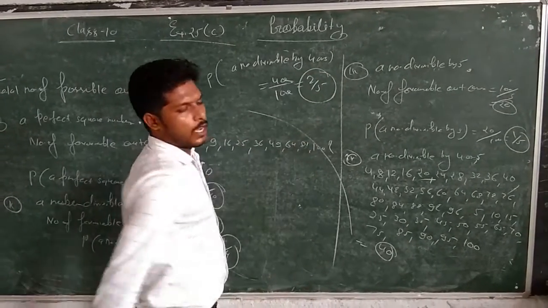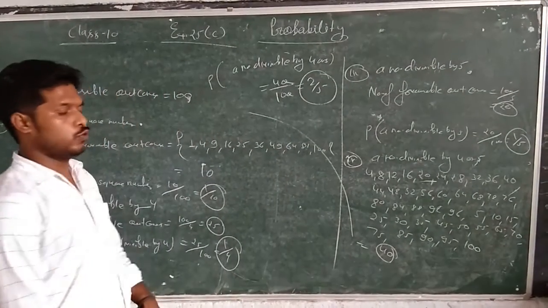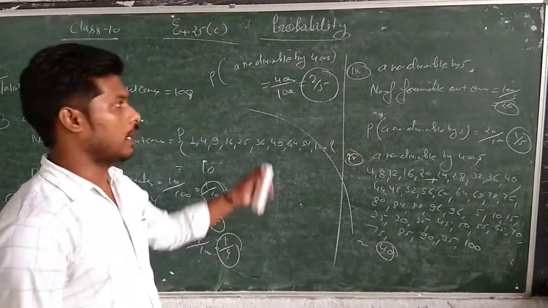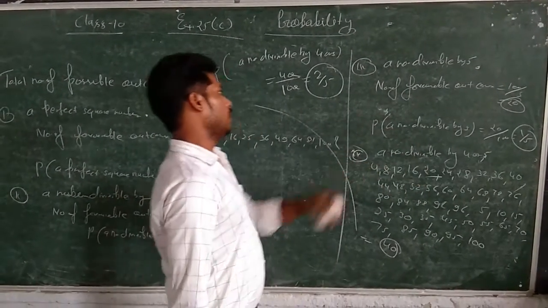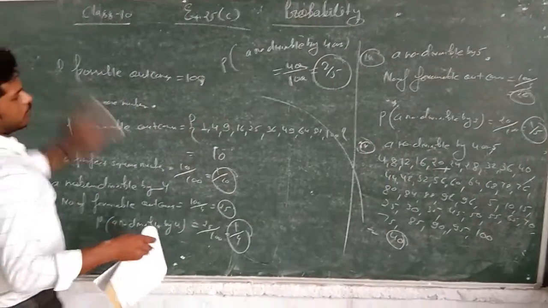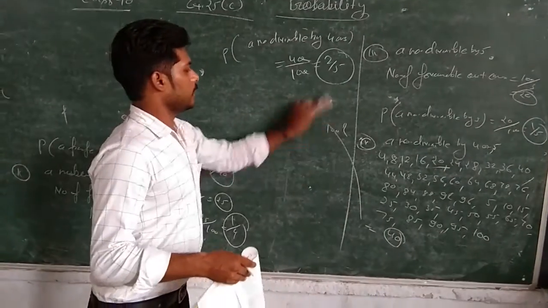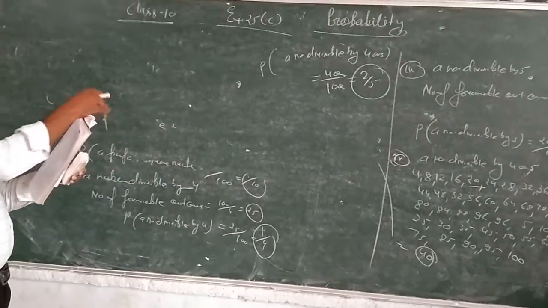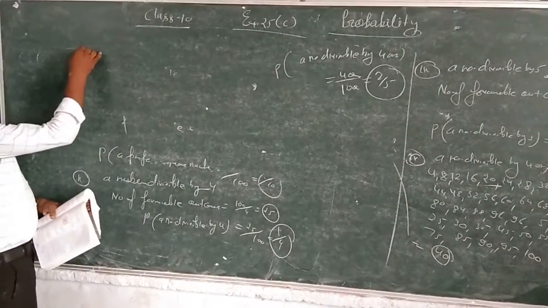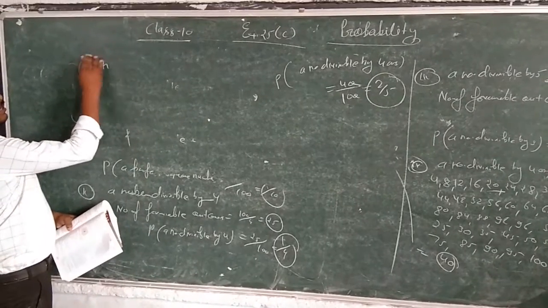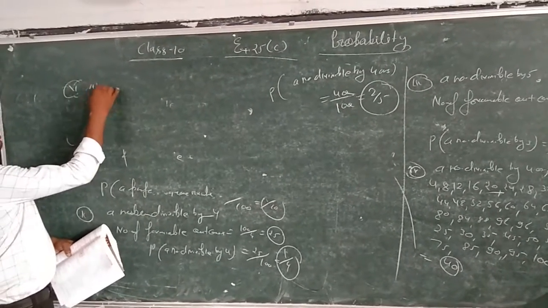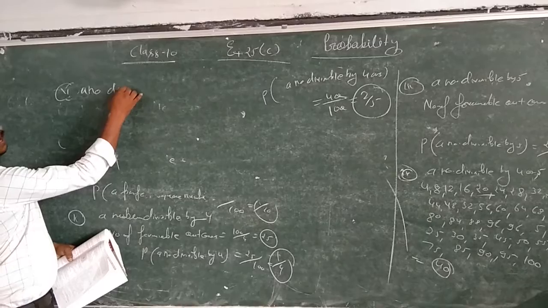It means out of 5 marble stones, there are 2 marble stones which are divisible by either 4 or 5. And the last point of this question is a number divisible by 4 and 5.